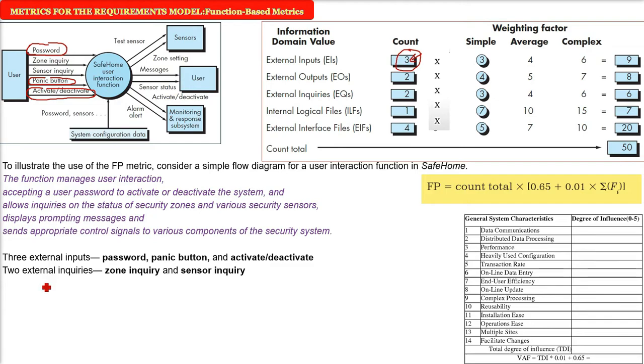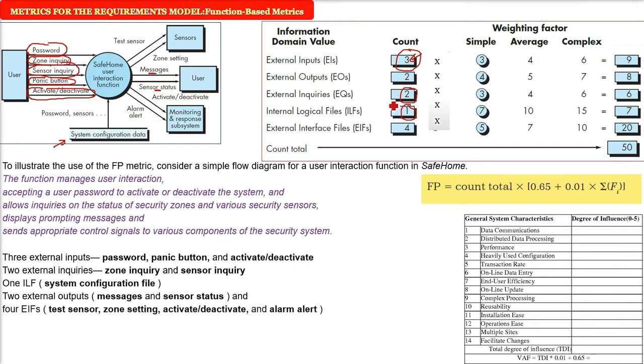Now we have 2 external inquiries. What are these? The zone inquiry, which area we are talking about, and which sensor we are talking about. So sensor inquiry. These are 2 external inquiries. So in place of EQ, we are going to give the 2 number. Then ILF. How many ILFs are there? System configuration file. So we have 1 ILF. So let us give ILF as 1. 2 external outputs are there. So these are messages which are going outside and sensor status. So these are 2 external outputs being given. So we'll put external outputs as 2.